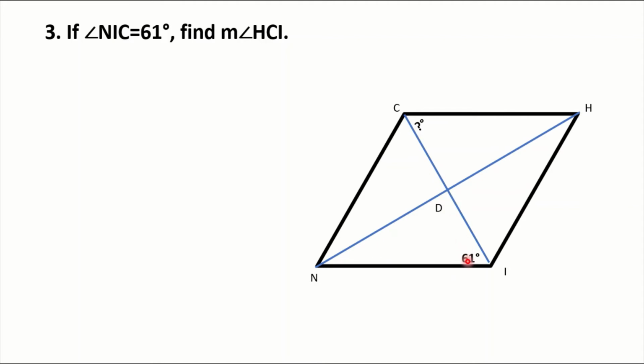O, ayan. So, meron na agad. 61 daw to. Ano daw ang measure nito? Ayan. So, HCI is 61 degrees. Bakit naging 61? It is according to the theorem that we have discussed a while ago. So, 61 daw to. 61 din to. Diba? Yung katabi niya. But, opposite angles are congruent. Therefore, kung opposite nito ang I, ang opposite niya ay C. Therefore, this one is 61 degrees as well.